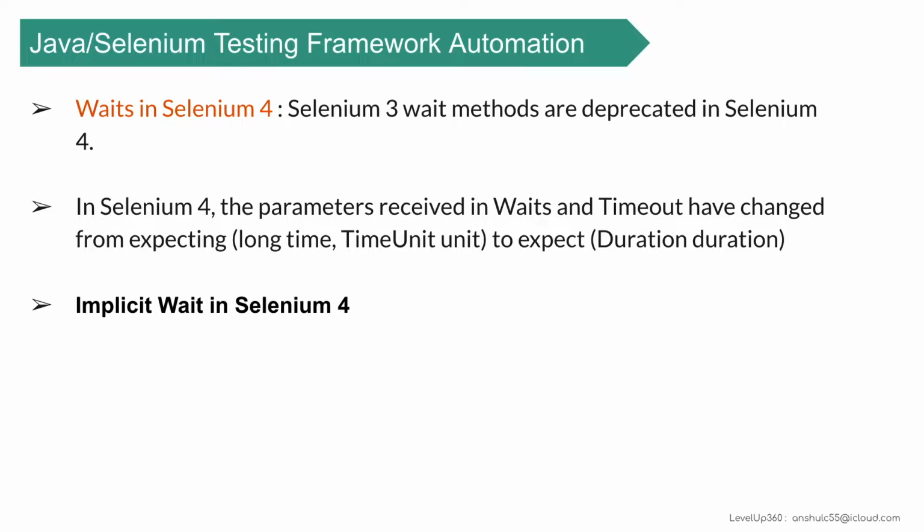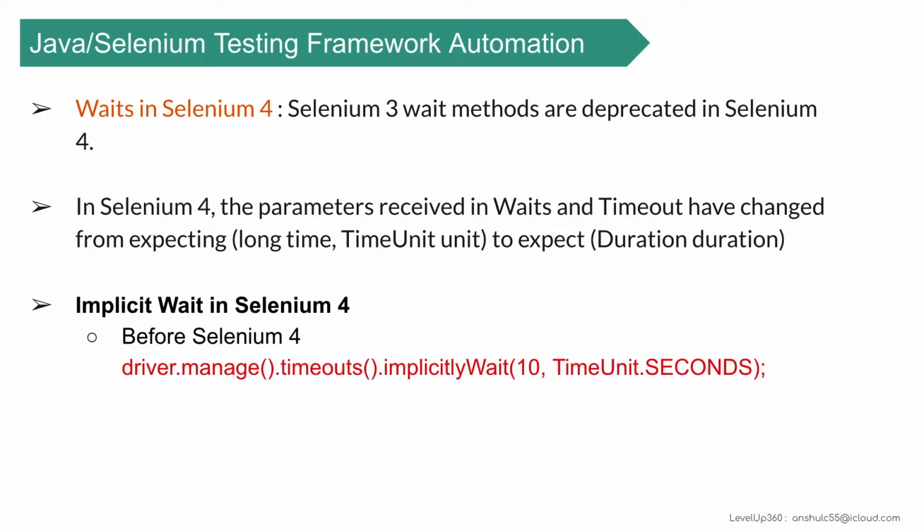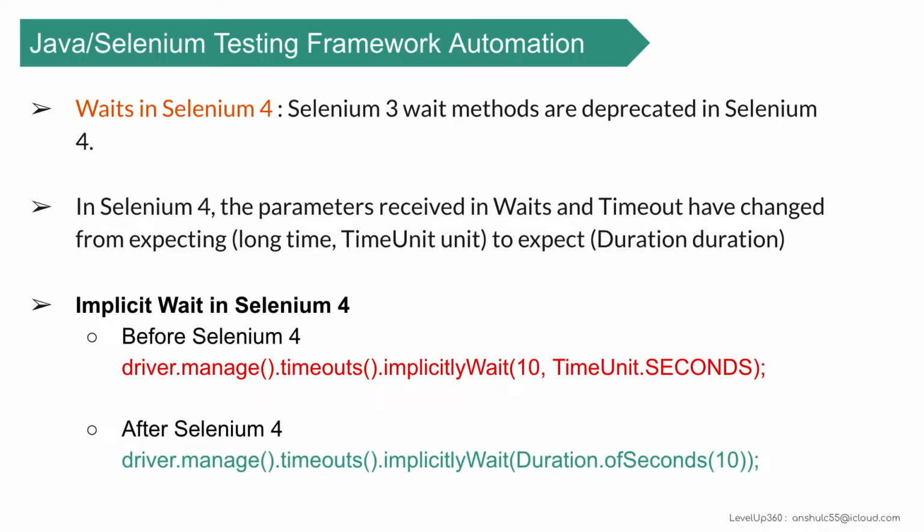If we talk about the implicit wait, before Selenium 4, to apply the implicit wait you needed to use the syntax driver.manage().timeouts().implicitlyWait, defining the wait time, here 10 seconds, and defining the time unit. If you are using Selenium 4, the syntax is changed a bit, though the method hierarchy is the same. Again we use driver.manage().timeouts().implicitlyWait, but the argument you pass to it is changed.